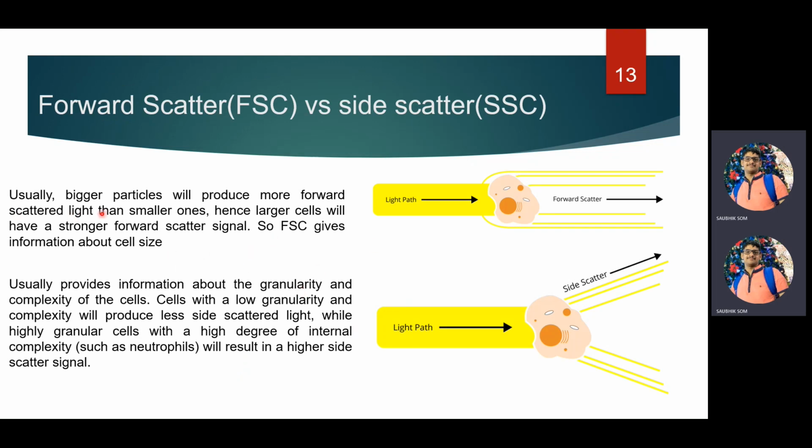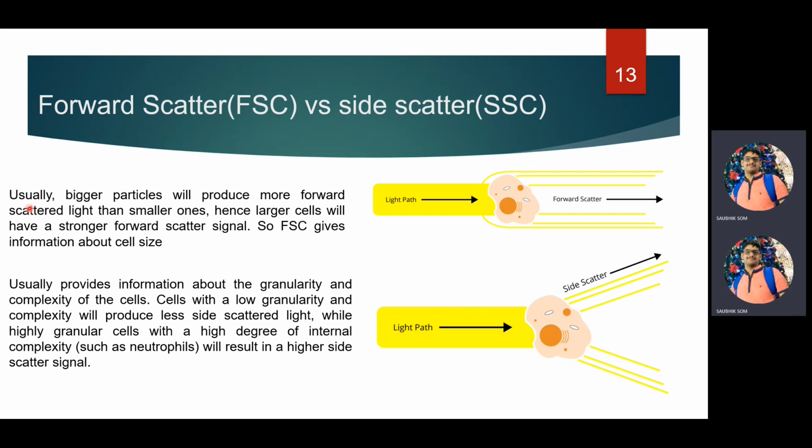As you can see, forward scatter is the light scattered at the front of the cells. If the light is coming from the left, whatever light is scattered at the 180-degree angle from the light path, or through the light path, is the forward scatter. If the light falls on a cell, whatever light deviates from the frontal path to the other side, sideways, is known as the side scatter.